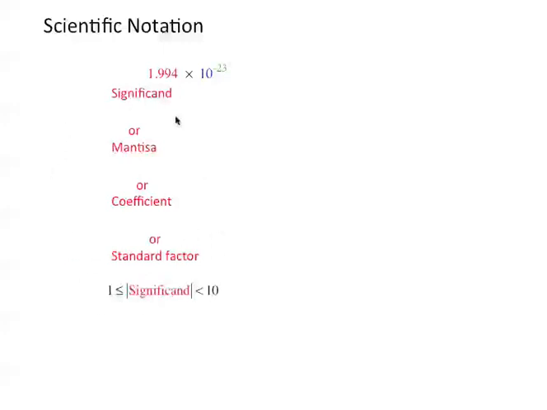Now, the significand is a number, and it has to be between 1 and 10. Basically, you want to have the decimal point just after the first digit. So this digit can be a 1, 2, 3, 4, 5, 6, 7, 8, or 9. 10s are out, zeros are out. This part is called the base, and that's called the exponent, as you well know.